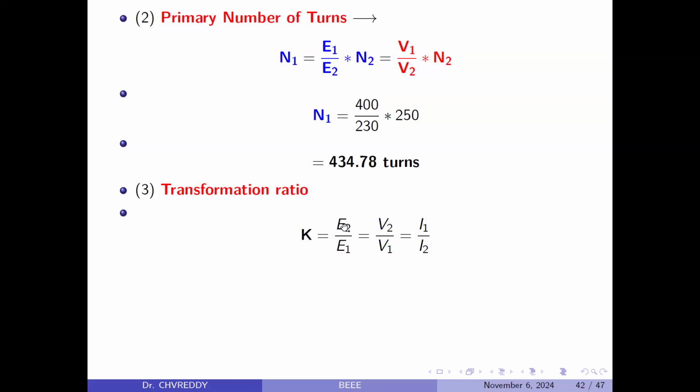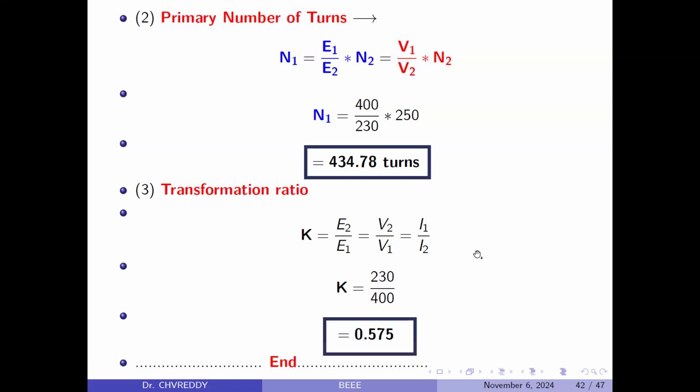The next one they are asking to calculate is the transformation ratio, that is K. K equal to E2 by E1, V2 by V1, and I1 by I2. So K equal to 230 divided by 400 volts, you will get 0.575. If you substitute V2 by V1 also, you will get the same value. If you substitute I1 by I2 also, you will get the same value. So this is about problem 2.